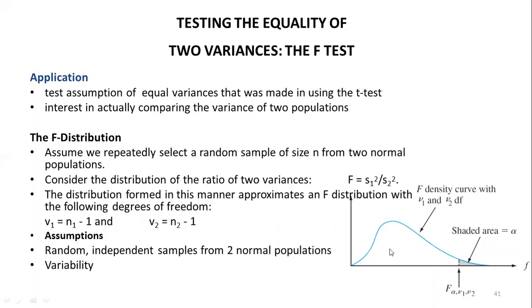approximates to an F distribution. The distribution looks similar to the chi-square, with the following degrees of freedom. The F distribution has two degrees of freedom, V1 which is N1 minus 1 and V2 which is N2 minus 1, with respect to the two samples. If the two samples are equal, of course V1 and V2 will also be equal. And the basic assumption is that the samples are randomly chosen and independent from two normal populations, and there exists some kind of variability.